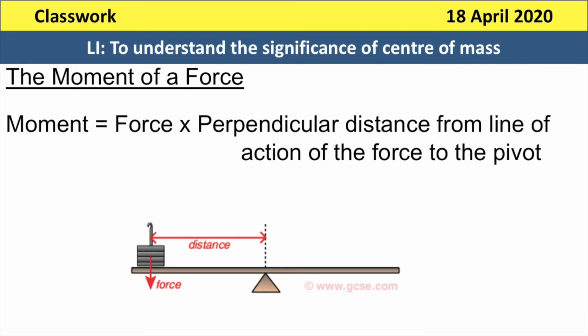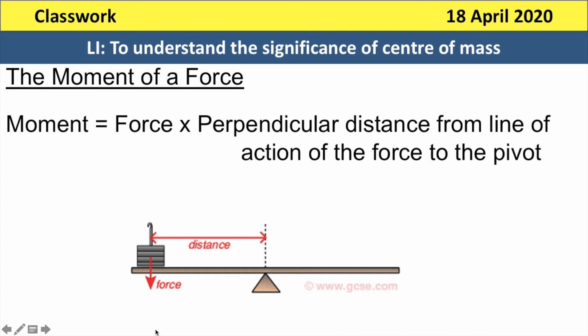Now we calculate moment by multiplying the force applied by the perpendicular distance from the line of action of the force to the pivot. By line of action, what we essentially mean is an imaginary line directed in the direction of the arrow. So you can see the force here acting downwards, showing you with the cursor. This entire line here, shown by the cursor, would be the line of action of the force. And obviously the distance that has been labelled is perpendicular to the line I'm making with the cursor.